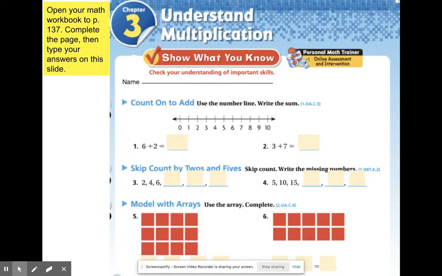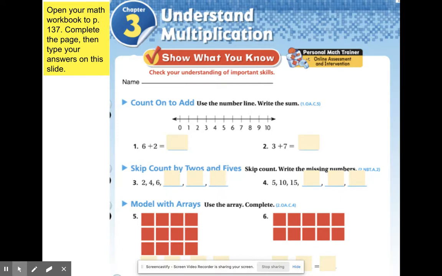Before we get started with learning all of the strategies for how to multiply, we are going to fill out some information so that you can show what you know before we get started. So you're going to show what you know on these slides about skip counting, arrays, and using a number line to add.